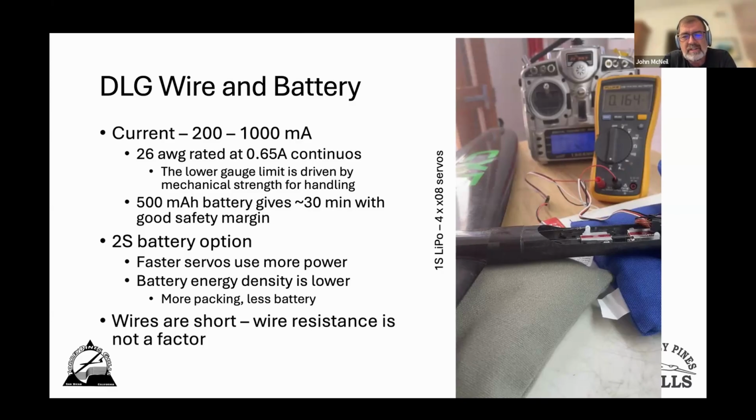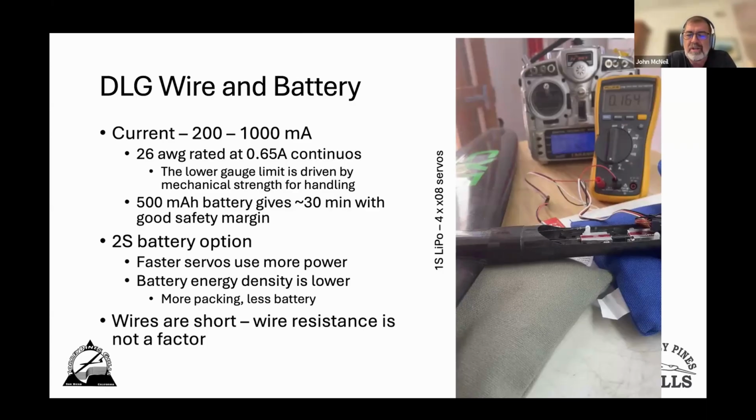If you do 2S to increase the voltage, you will get faster servos. And the way our digital servos are programmed, they will be faster and use more power. I'm going to talk about I squared R losses in a minute. That doesn't help you here, because the servos are programmed to take more juice and use it. And the battery energy density is lower because the good stuff ratio is lower with 2 cells. So there's nothing wrong with doing 2S, but it's not a weight optimization.